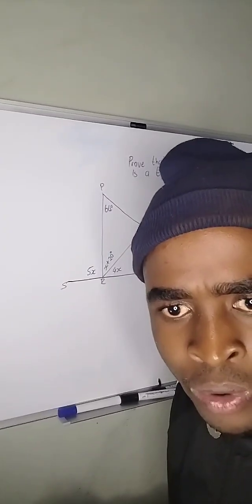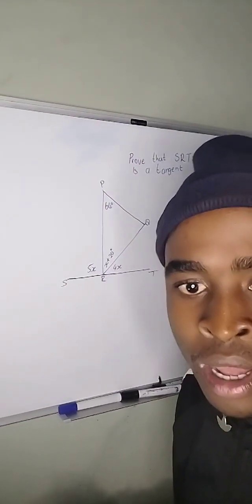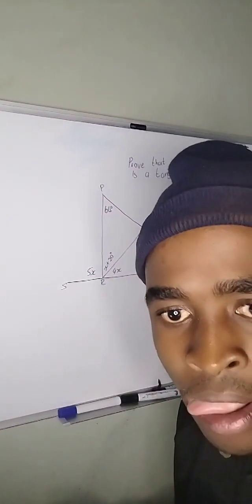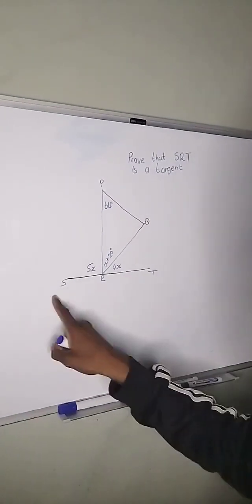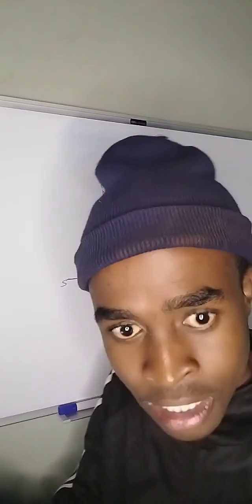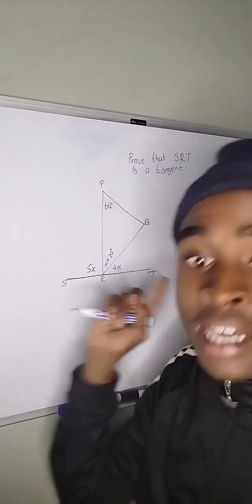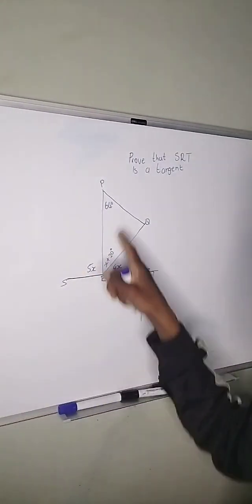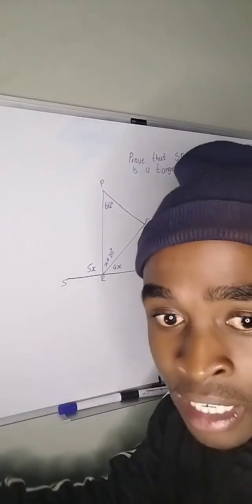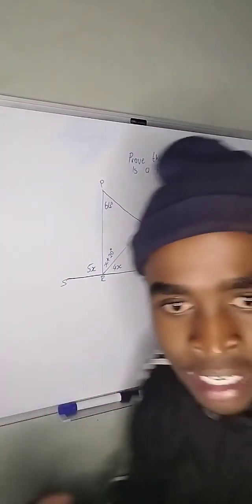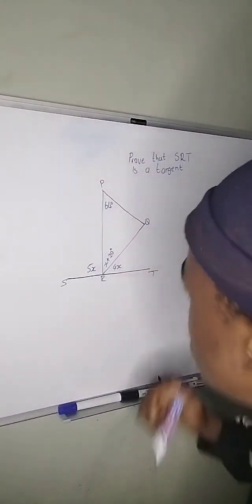I think there's a question. Are we not going to equate? No. Here's the question: prove that SRT is a tangent. We are proving that SRT is a tangent. We are not going to equate this and that because we are not sure that SRT is a tangent. All the angles on the straight line are supplementary. Thank you very much, my brother.